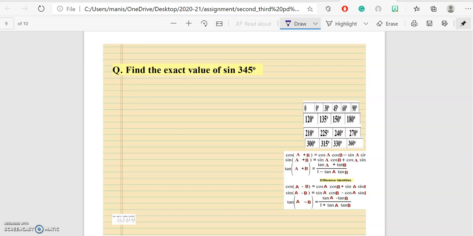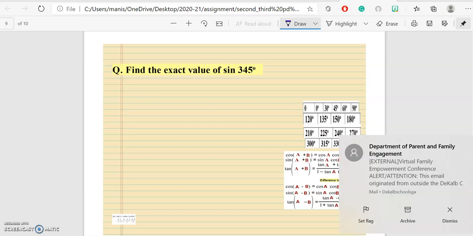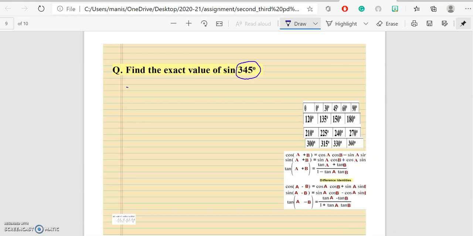Find the exact value of sine 345 degrees. So again, I am looking for two numbers which, on adding or subtracting, give me sine of 345 degrees. If I look at this chart over here, 345, I know an easy way is if I can take 360 minus 15, but there is no 15 over here. So I cannot do that.